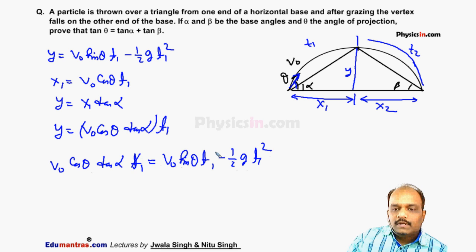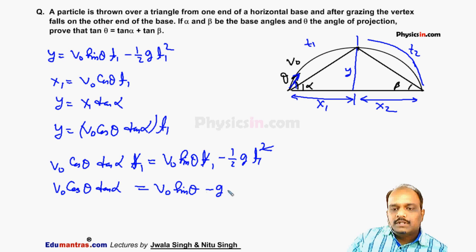So this t1 will cancel out. Our final expression becomes v naught cos theta tan alpha is equal to v naught sin theta minus g into t1 by 2.